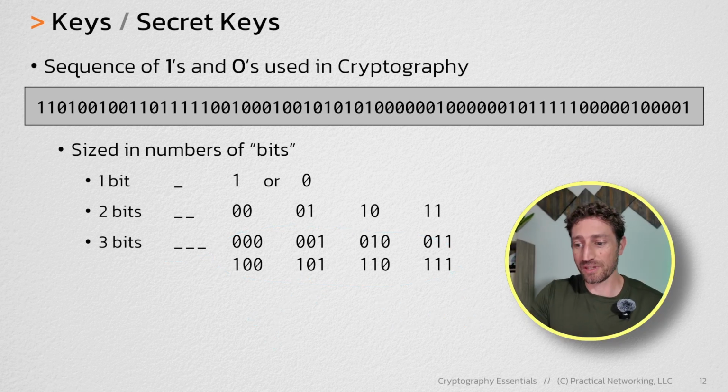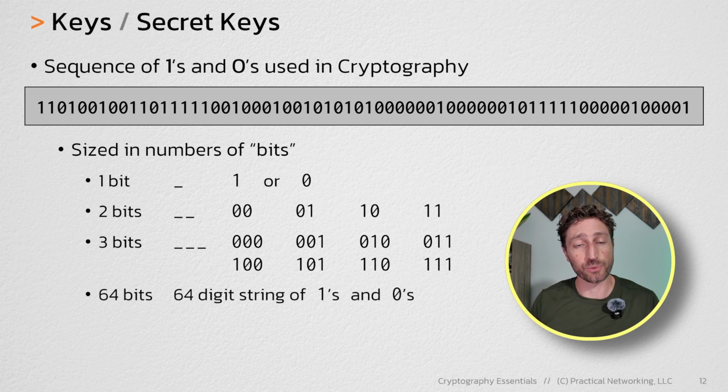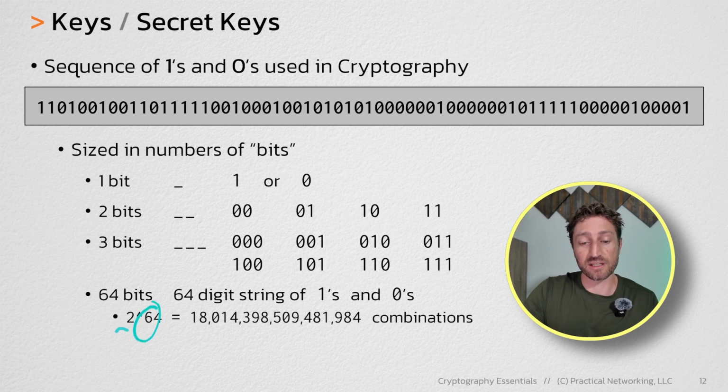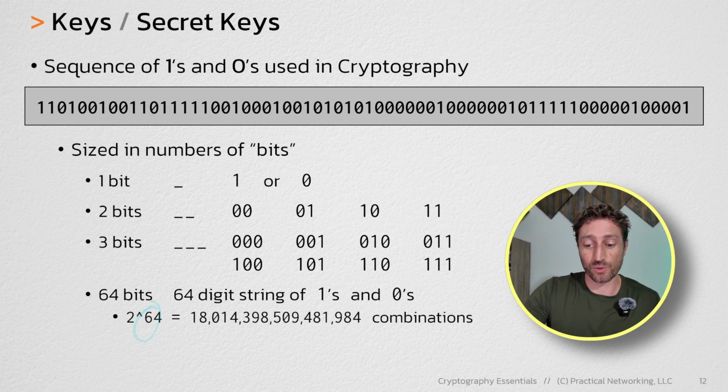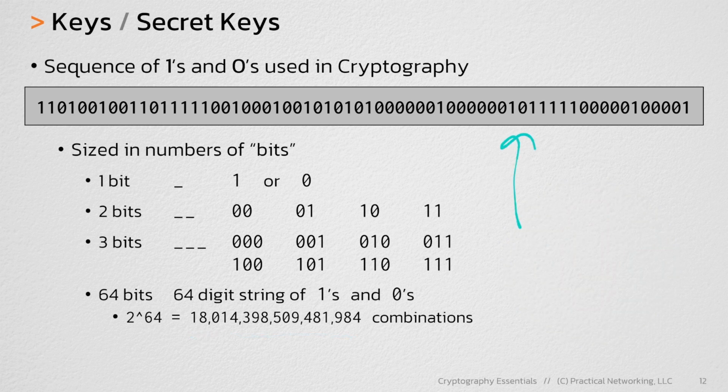We can do the same thing with this 64-bit key. A 64-bit key is a sequence of 64 different 1s and 0s. And to figure out the total combination of 1s and 0s you could make with 64 bits, we would take 2 and raise it to the 64th power. That would give you 18 quadrillion different combinations. And this right here is merely one of those 18 quadrillion combinations.